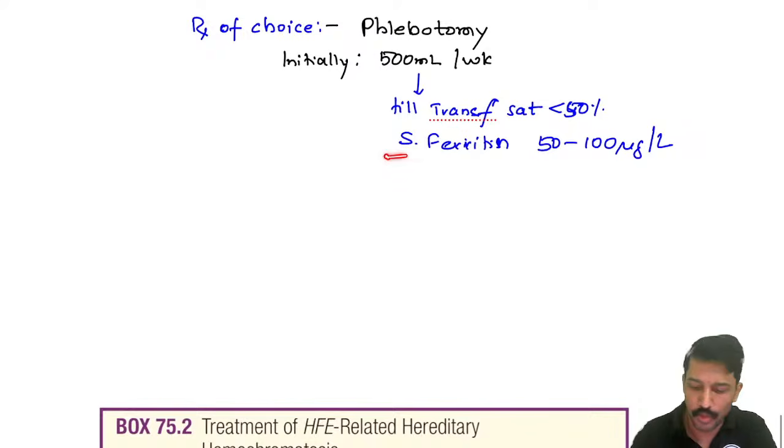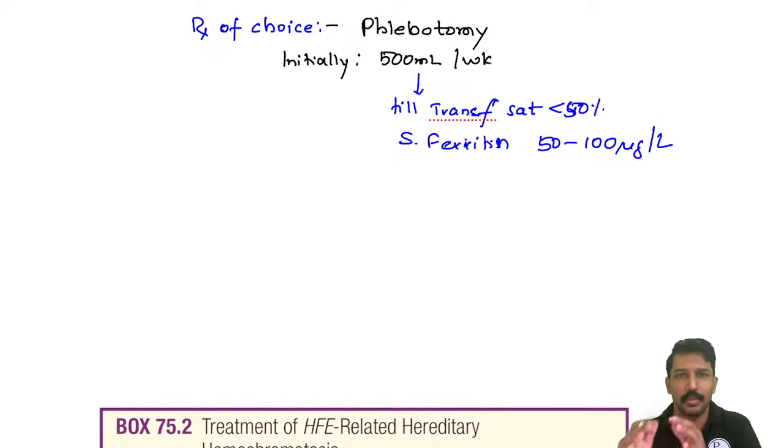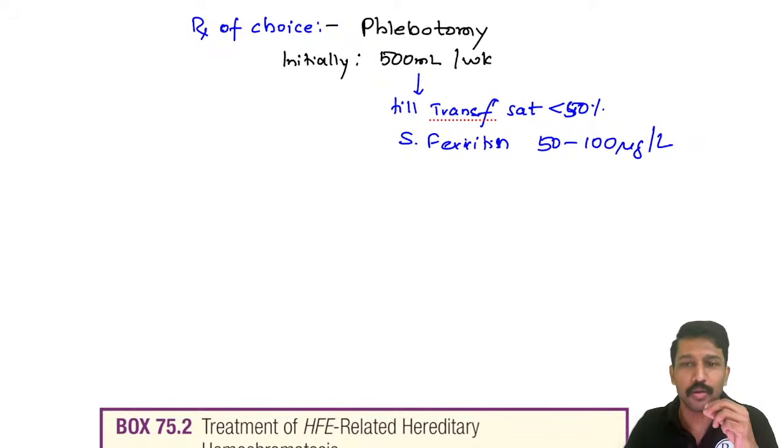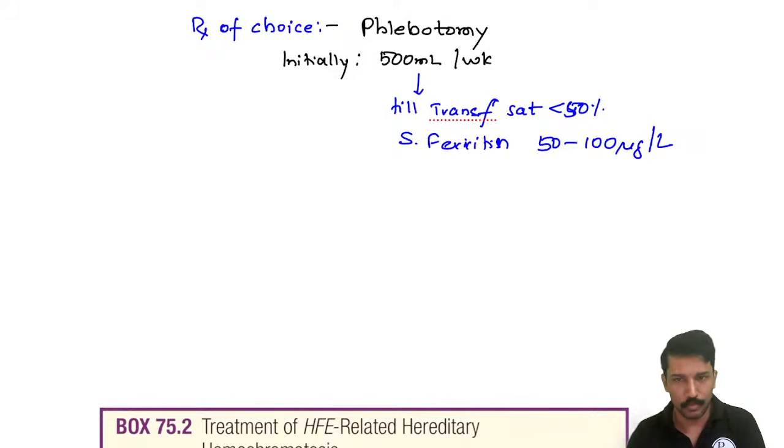Once it is 50 to 100 micrograms per liter, now the phlebotomy has achieved the deburdening of the organs. Means organs are no longer burdened with iron. But that does not mean that the problem is over, because they have mutations, and as of now we don't have any gene therapy to alter or edit these mutations. They will continue to over absorb iron. They will come back again with organ involvement.